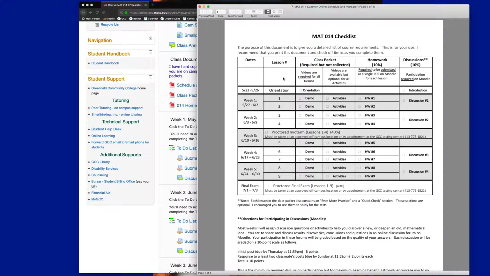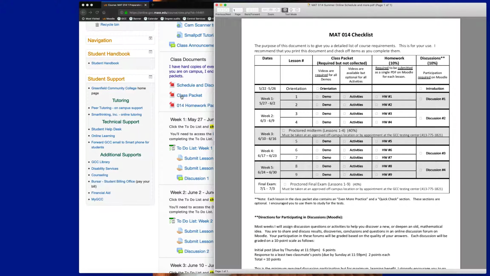It's broken up by lesson. We have 9 lessons in the semester. Required in our class packet, which is the second document here that I'll get to in a minute, there are demos for each lesson. That's required work. You should watch the video and take notes at the same time in the packet. And there are activities you can do that are required. The videos are optional. If you're stuck on an activity, that's one way to get help on that activity.